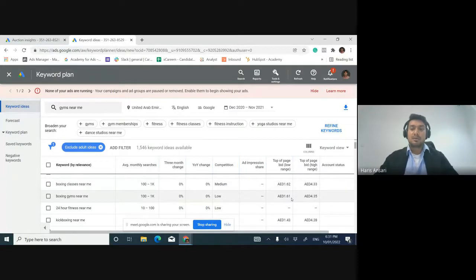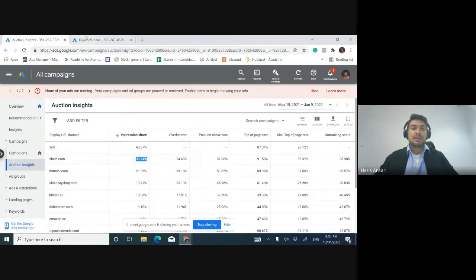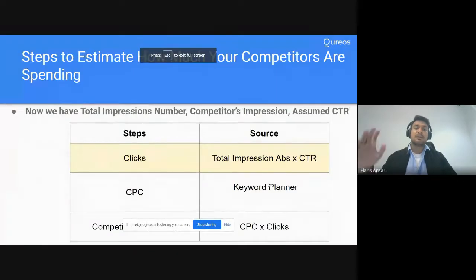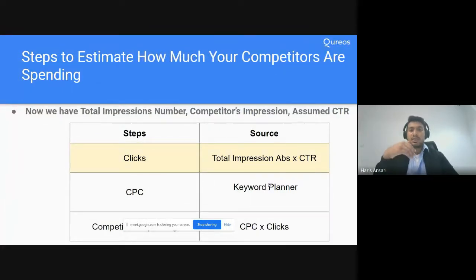So we can take an average of it and simply calculate the CPC. I took the average of the high end and the low end that I get in the keyword planner, and I got the CPC. After that, everything is simple, because I know the CPC and I know how many clicks my competitors are getting. By simply multiplying them, I can calculate my competitor's spend in that particular duration.